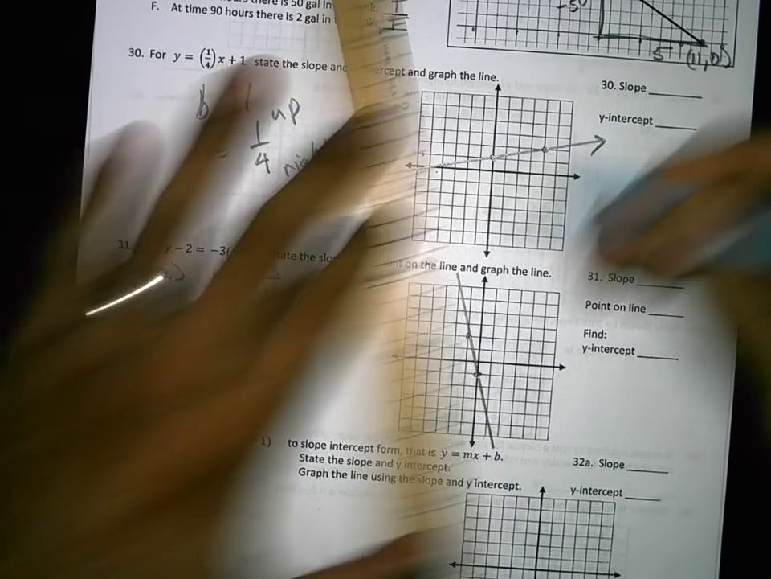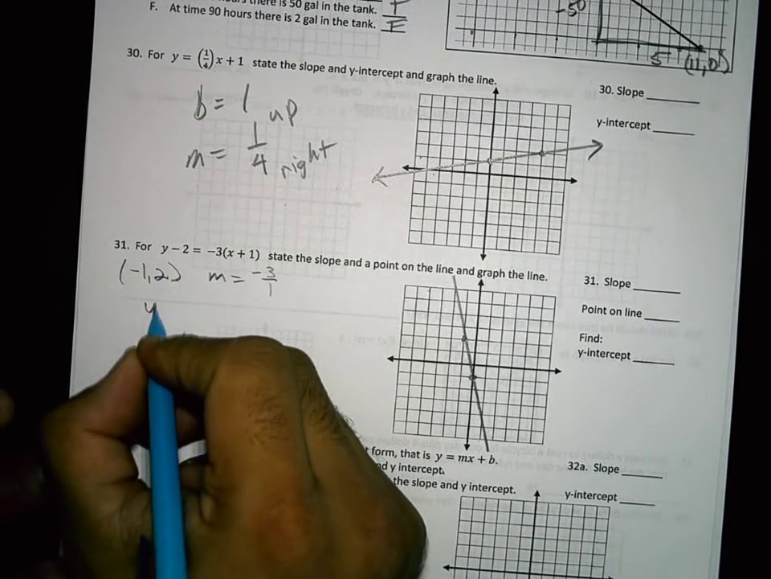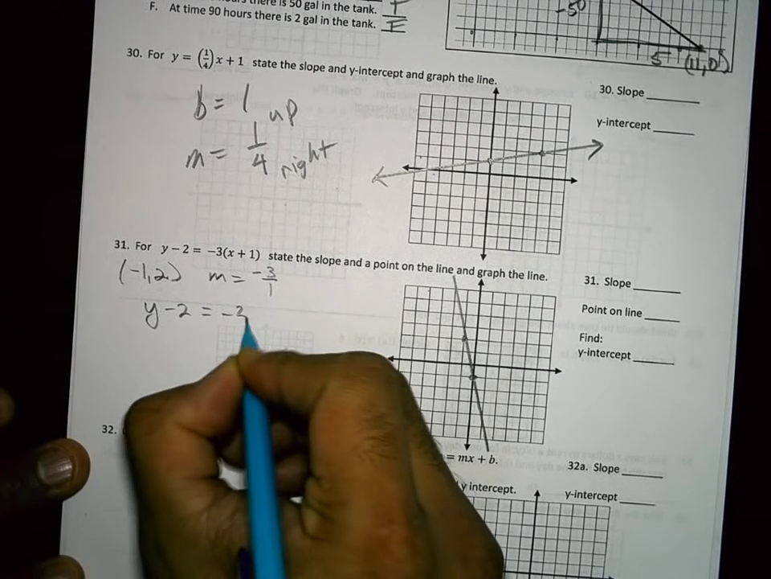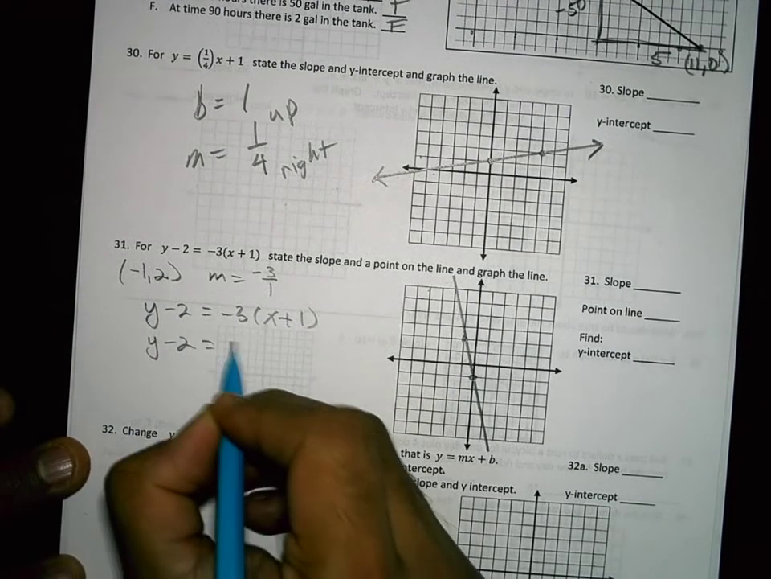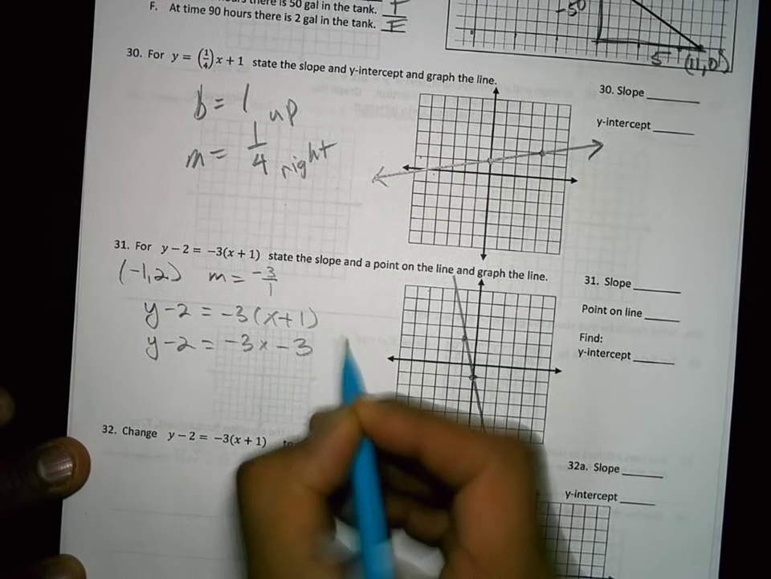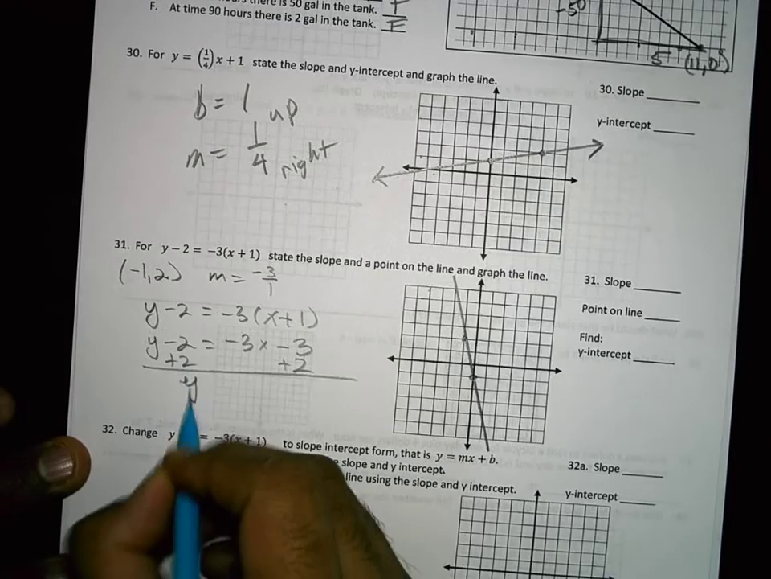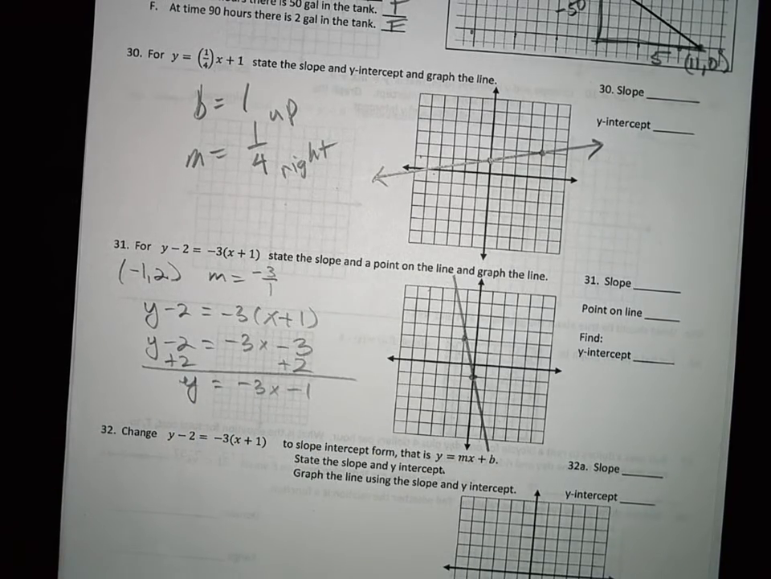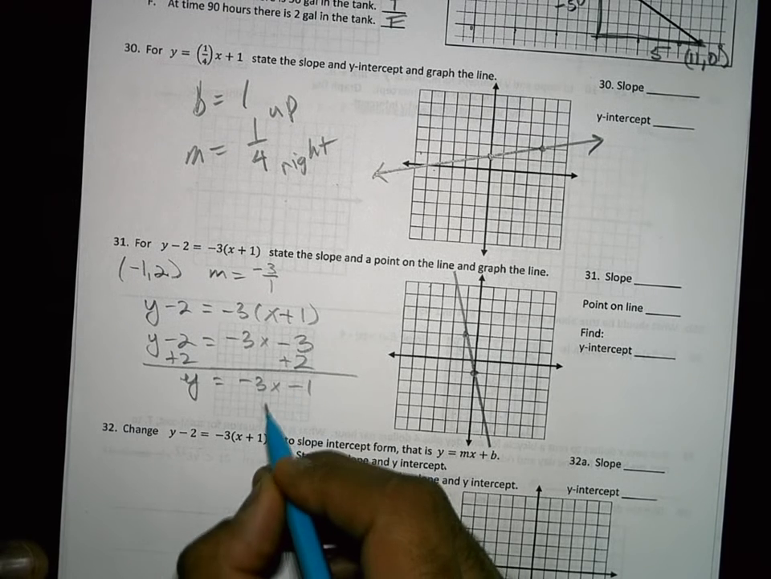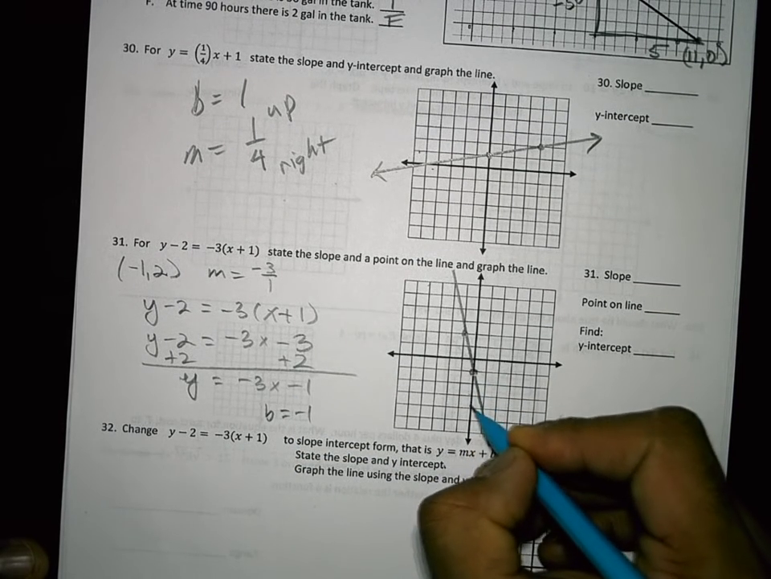But it's probably better to solve it for y, so I'm going to do that real quick. I'm going to say y minus 2 equals negative 3x minus 3. Add a 2 to both sides, and y equals negative 3x minus 1. So I could graph it this way: start from negative 1, go down 3, and to the right 1. So you can see it work out either way.